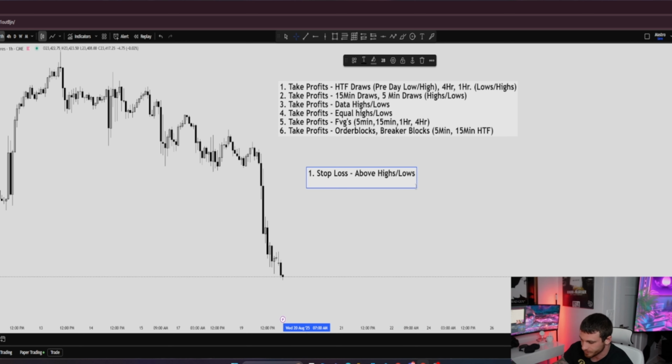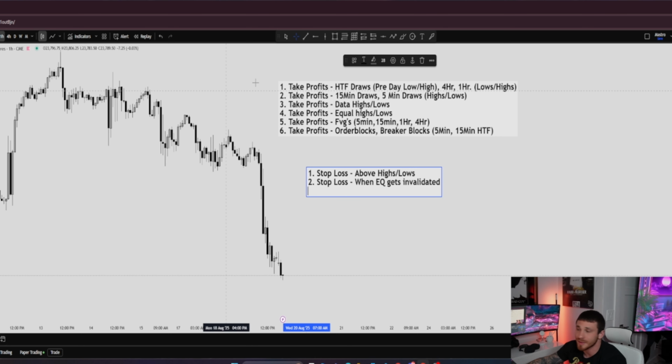Number 2. Stop loss when equilibrium gets invalidated. I'm going to show you guys that too. Just keep it down in your notes right now. I'll show you that. I use that today.